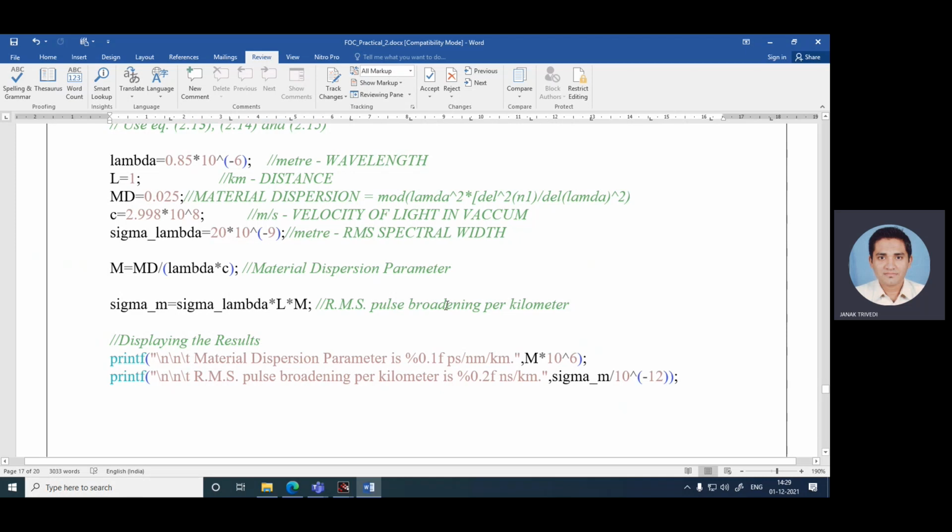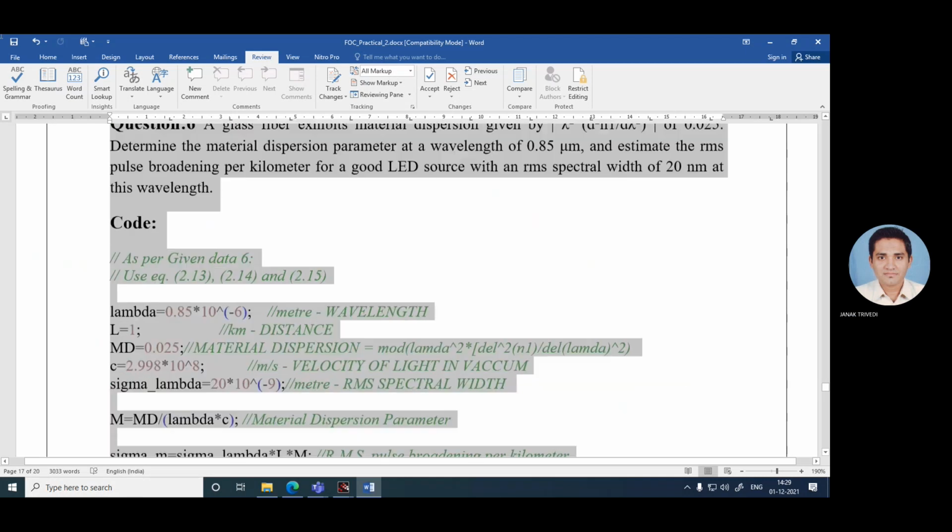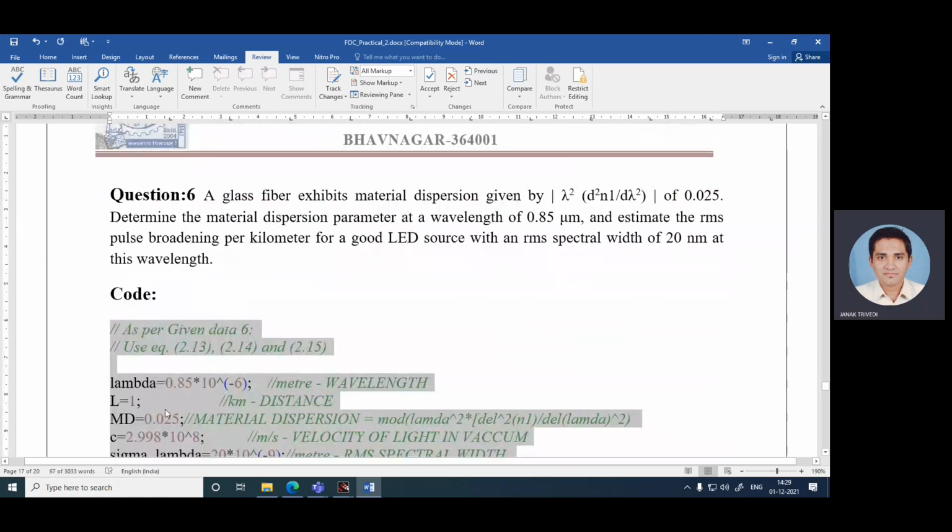And finally displaying the result. Printf the material dispersion parameter is, and printf pulse broadening per kilometer is. Let's run this program in Scilab.